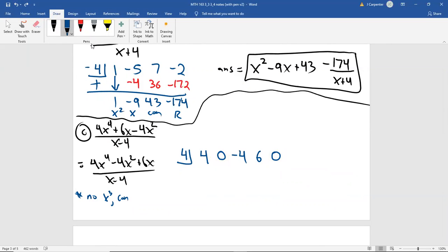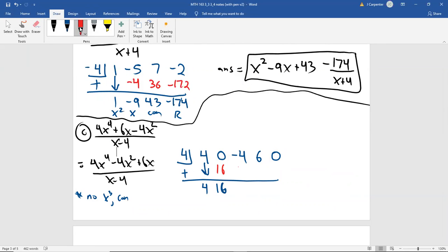All right, so let's draw our line, little plus sign, and now let's just bring down and then multiply, add until you're done. Bring down the 4. Multiply. 4 times 4 is 16. Add. 0 plus 16 is 16. See, if you had this negative 4 here instead of the 0, we would have gotten a 12 here, and it was already wrong. Multiply.